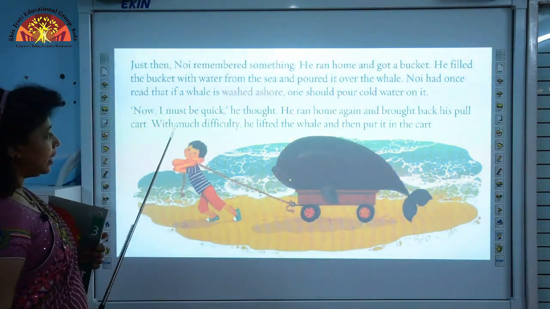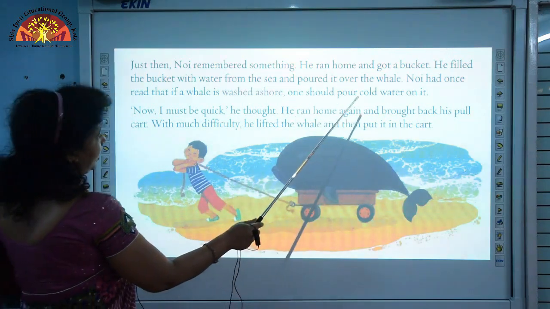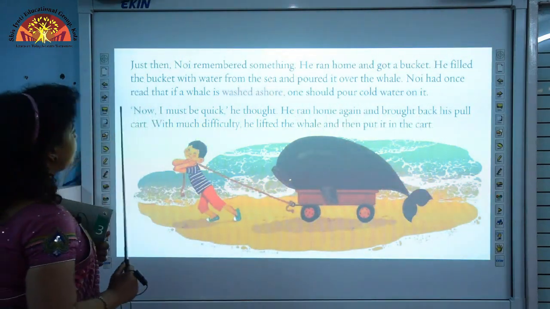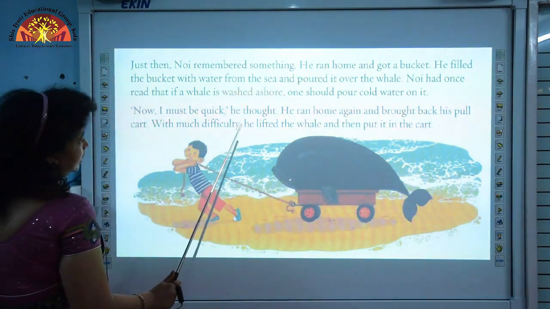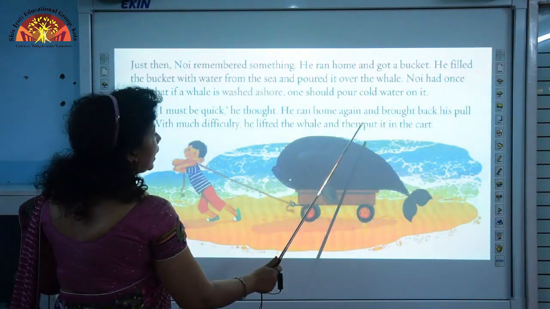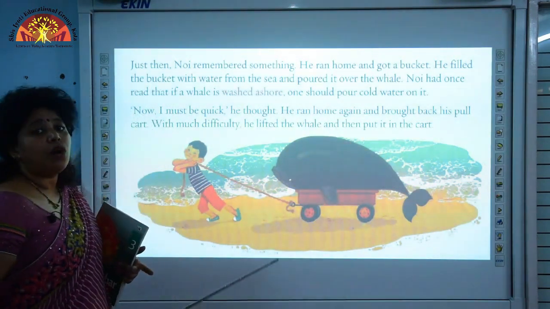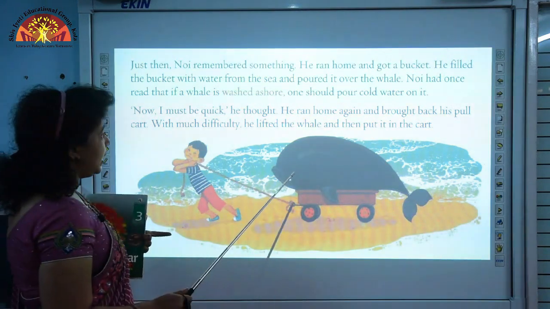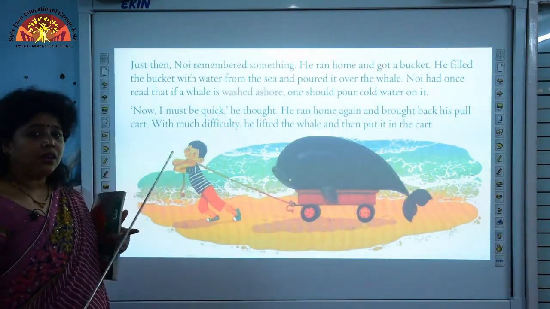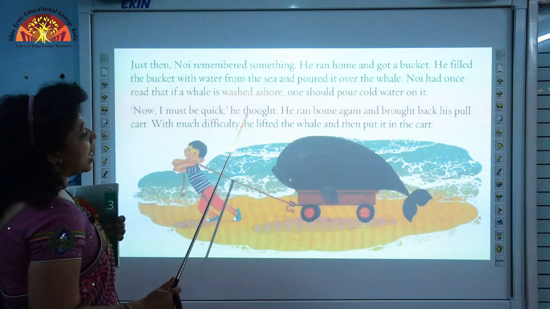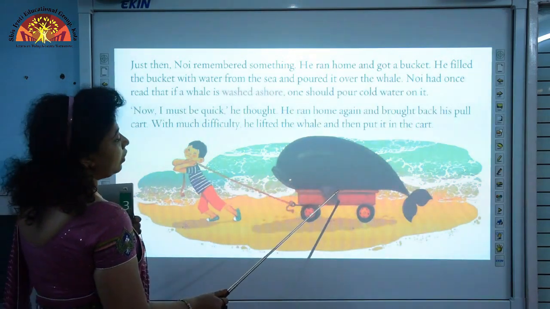Now I must be quick, he thought. He ran home again and brought back his pull cart. With much difficulty, he lifted the whale and put it in the cart. Then what else did Noe do to save the whale? He ran home again, brought his pull cart and loaded the blue whale on the pull cart.